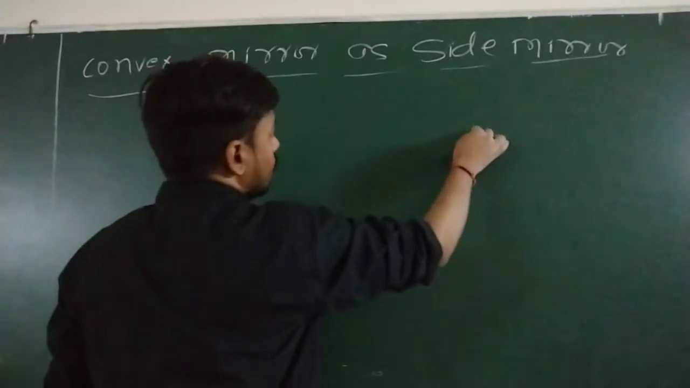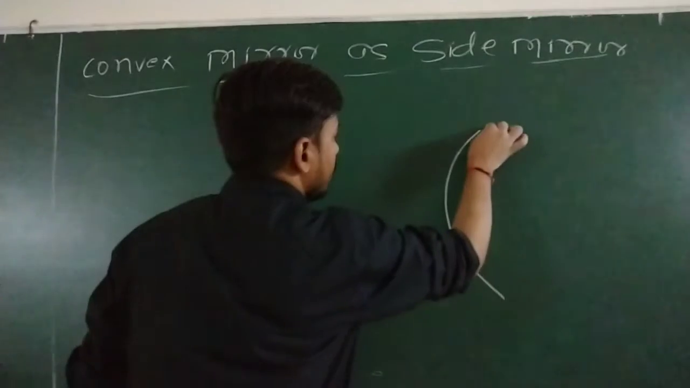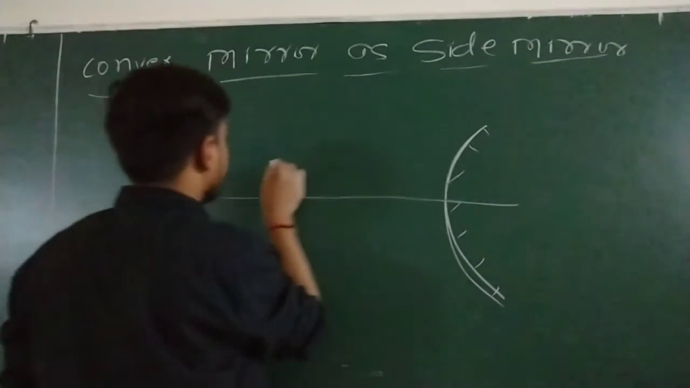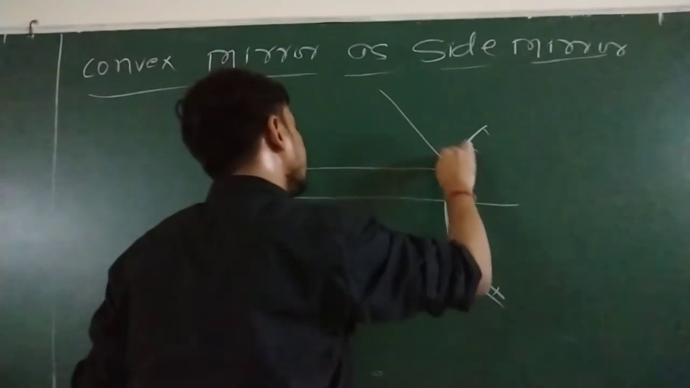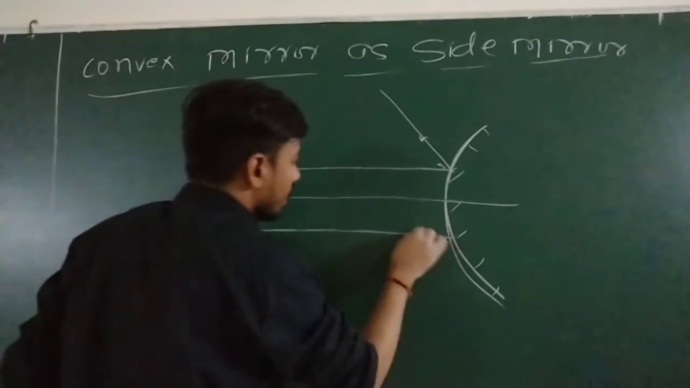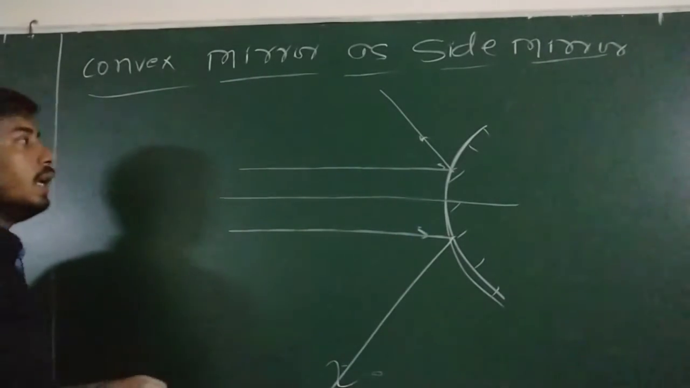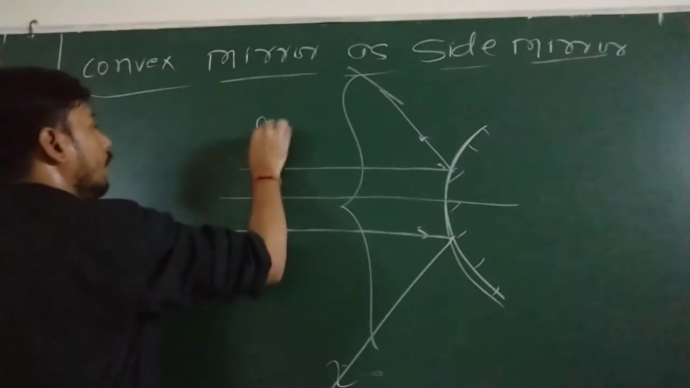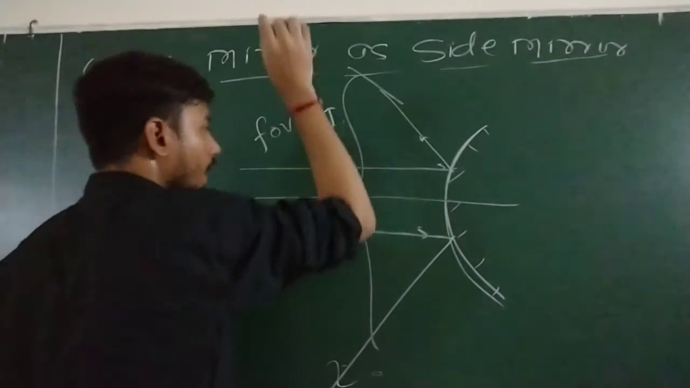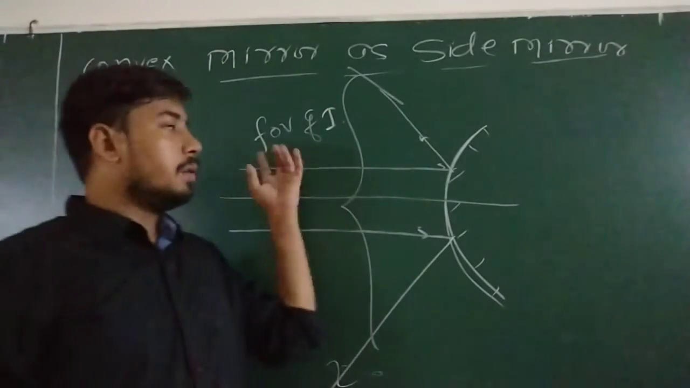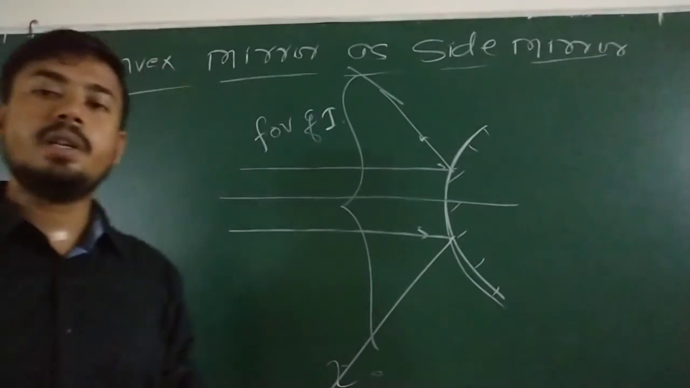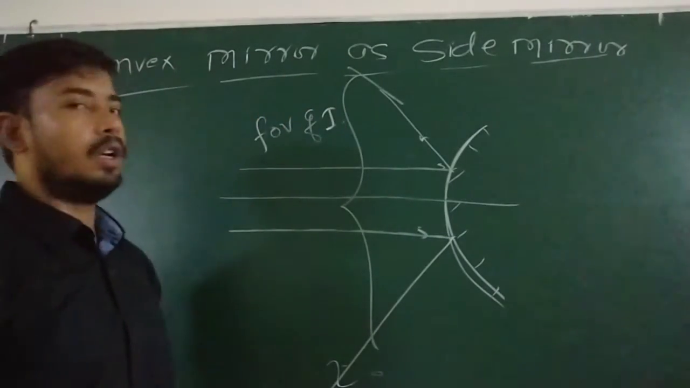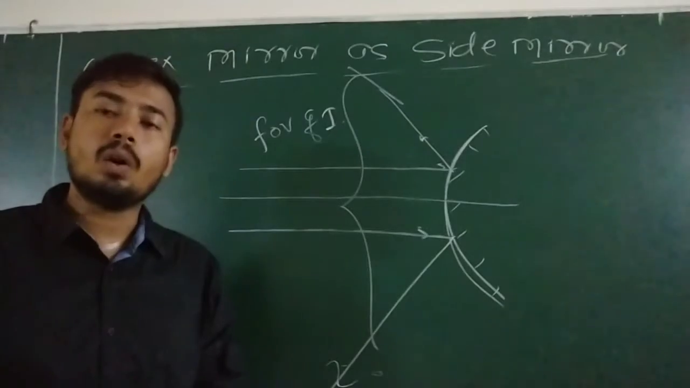So I have already discussed what the meaning of field of view of image is. See my dear, this is a convex mirror. Suppose that a ray is coming like this. After reflection, this ray will go like this. One ray is coming like this. After reflection, this ray is going like this. Right? So basically, this thing is what? Field of view. This is the field of view of image. So, if anybody asks you why we use a convex mirror as a side mirror, the answer is very simple. It has a large or wide field of view as compared to other mirrors.